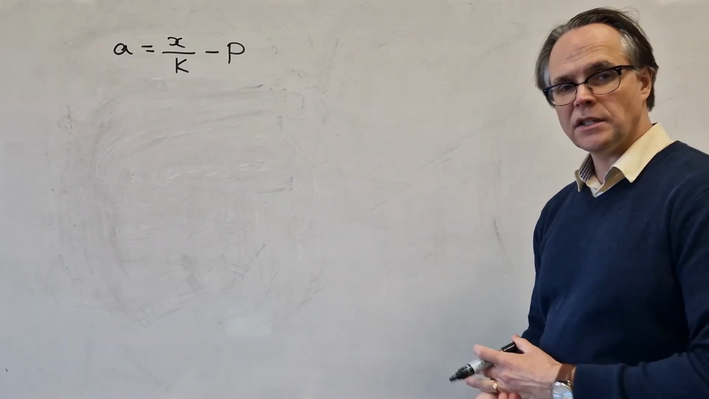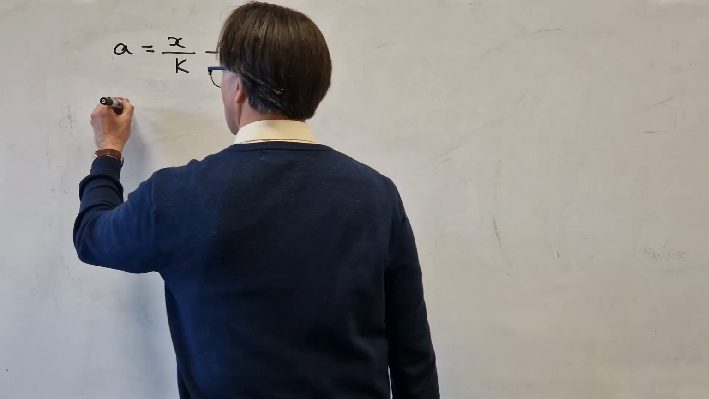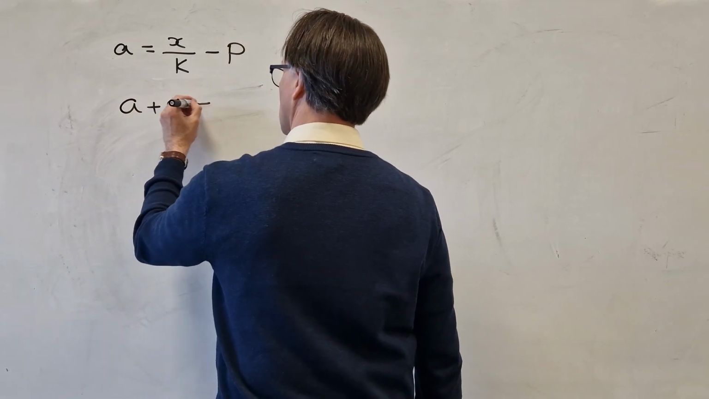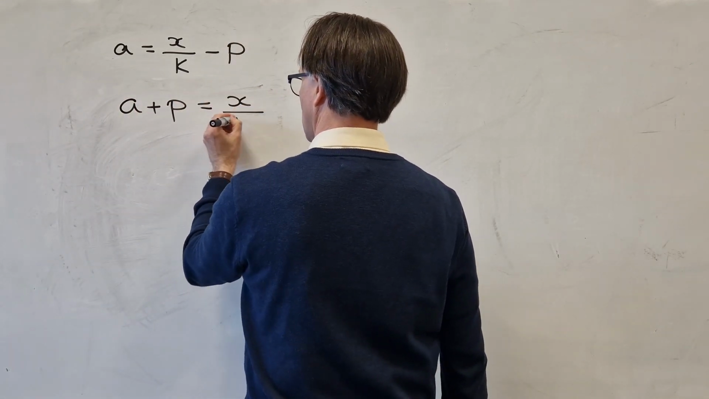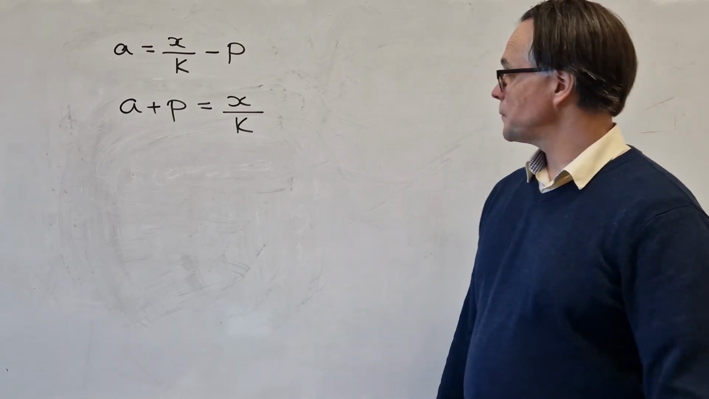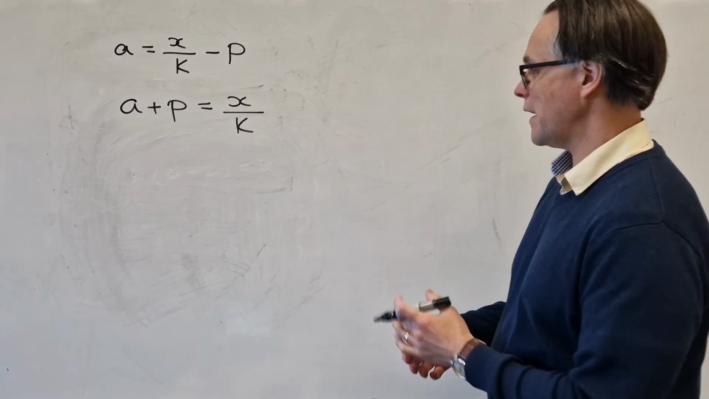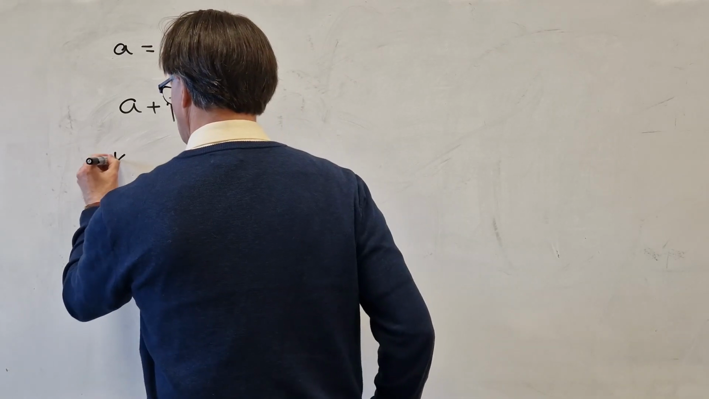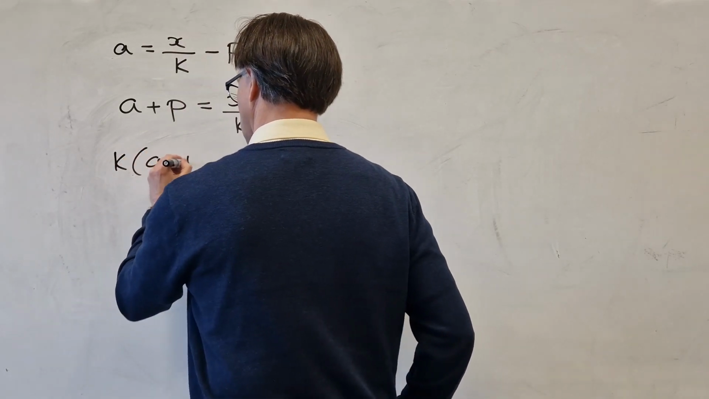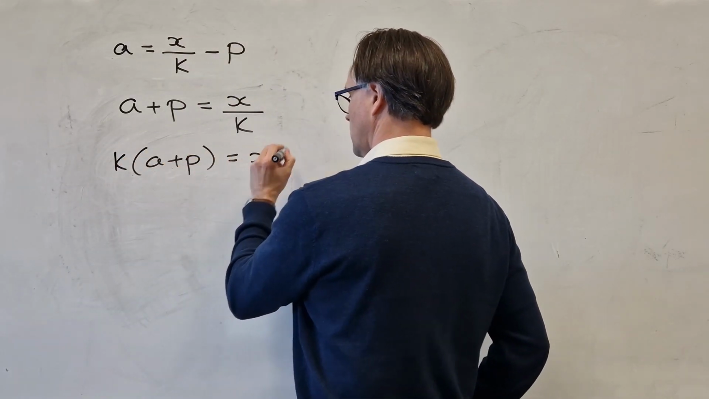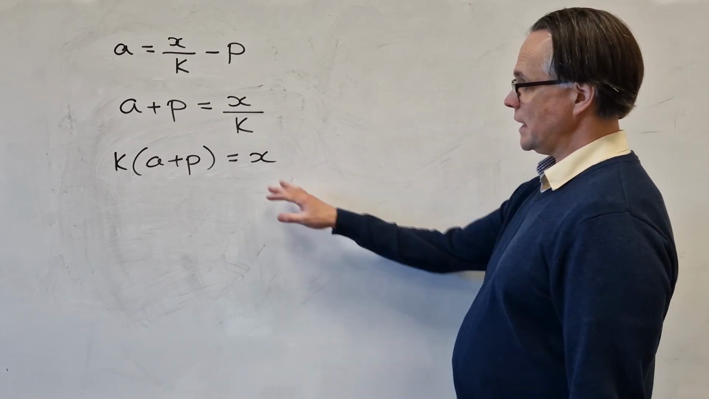So if we add p to both sides first, we end up with that. And now if we multiply both sides by k to get rid of the k on the fraction, then that would be k times a plus p equals x. And we've made x the subject.